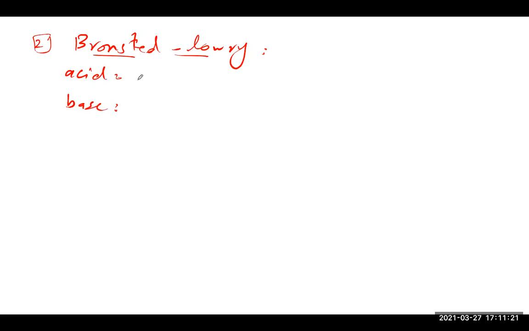How do we determine according to Bronsted-Lowry? They said that the acid will be the substance that will give a proton, so it will be a proton donor, and the proton is H+, which is hydrogen ion. This substance will give an H+ to another one, so it is considered an acid. The substance that will accept or gain the hydrogen ion will be the base, so this one will be a proton acceptor.